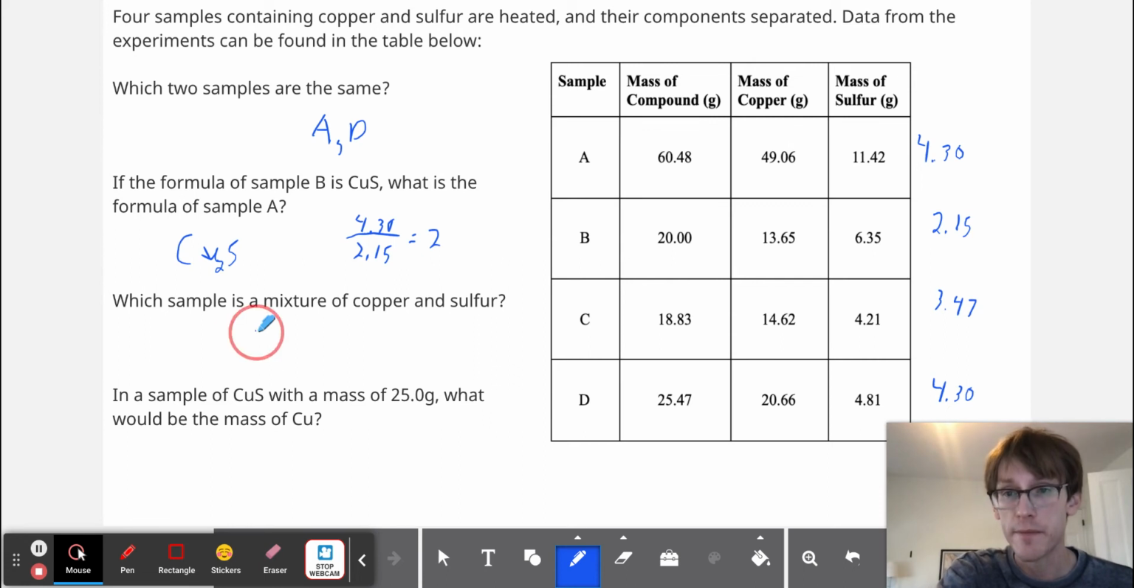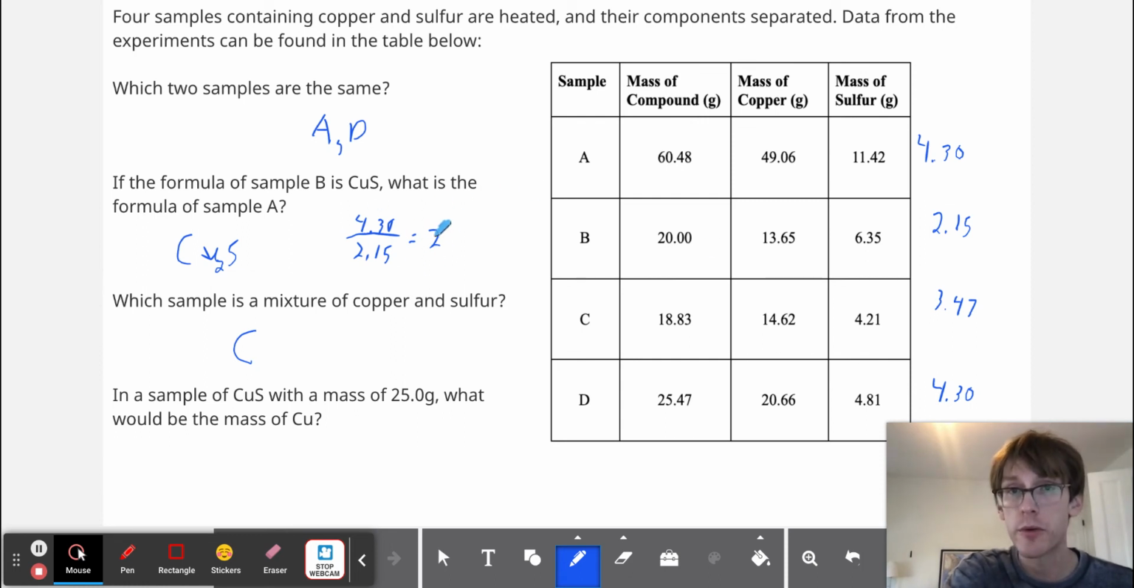Next question, which sample is a mixture of copper and sulfur? That's going to be C. And C is a mixture of copper and sulfur because it doesn't abide by any of the mass laws. The ratio of components is not the same as either of these. If you were to take the ratio of 3.47 to 4.30, or the reciprocal, or the ratio of 3.47 to 2.15 or 2.15 to 3.47, you wouldn't get a simple whole number the way that we did here.